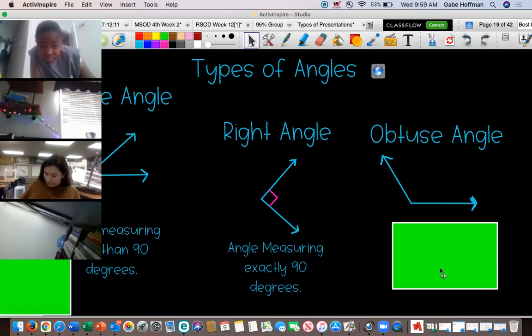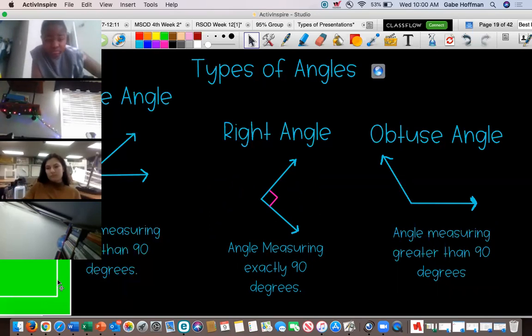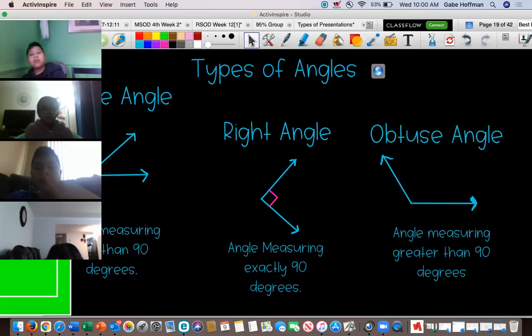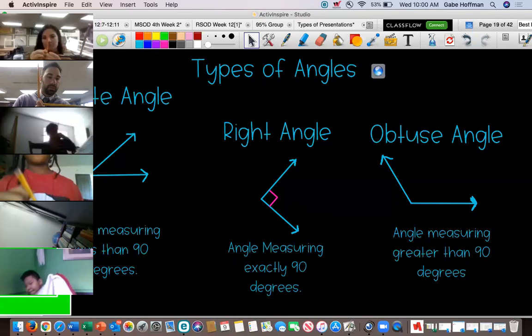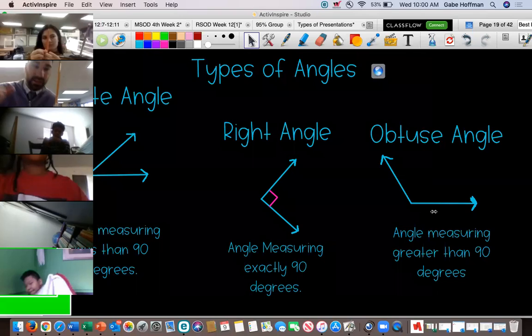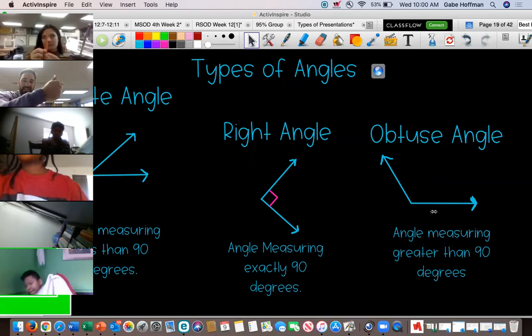Last one, we have obtuse, and those are angles that are greater than 90 degrees. So everybody take your pencils back out again. We're gonna make that 90 degree angle you just had, that right angle, where it's a straight, perfect L. All right, and so a way to think of obtuse is it's bigger than that. Obtuse is larger. It's more open, right?